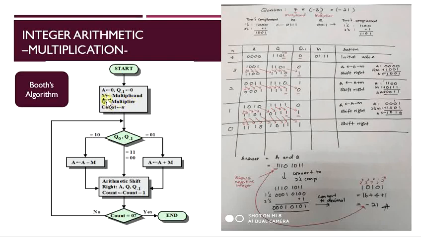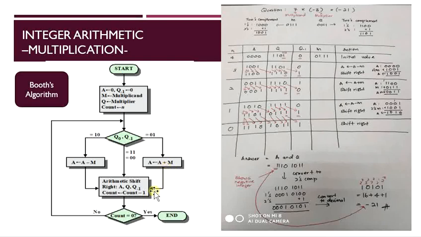Okay. The M register is for the multiplicand, the Q register is for the multiplier, and N is the count, right? So go to this condition, you must compare Q0 with Q minus 1. Okay, Q0 and Q minus 1. So if Q0 and Q minus 1 are 0, 1, it means that you must do the addition process.